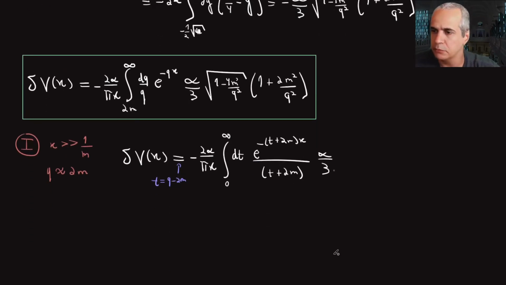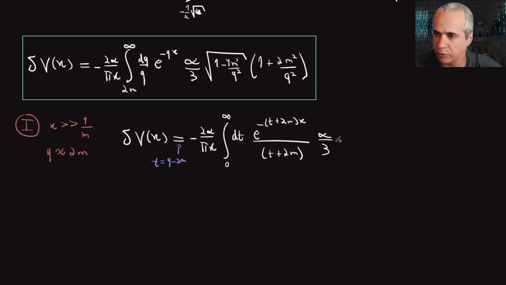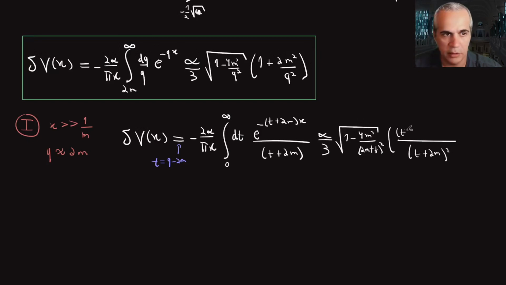Let me bring this up. Square root of 1 minus 4m squared over (2m plus t) squared. And here I have already added these two numbers, it's just (t plus 2m) squared plus 2m squared. So this is this last part.